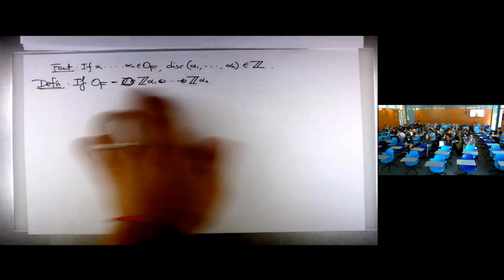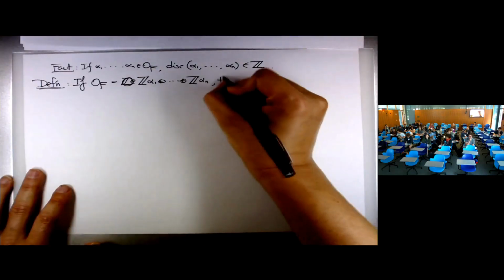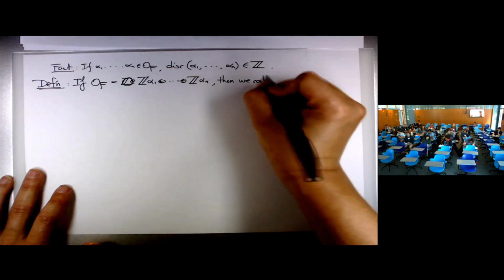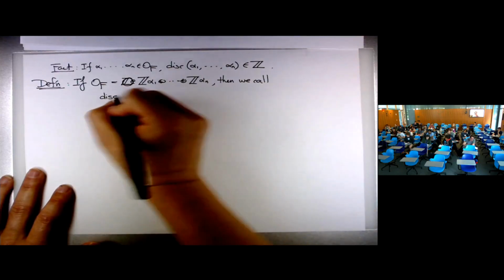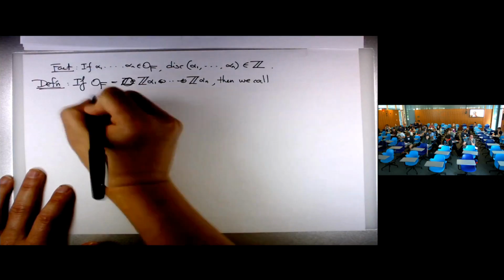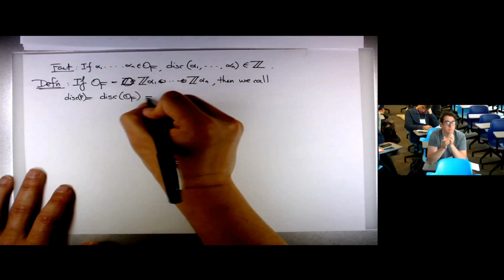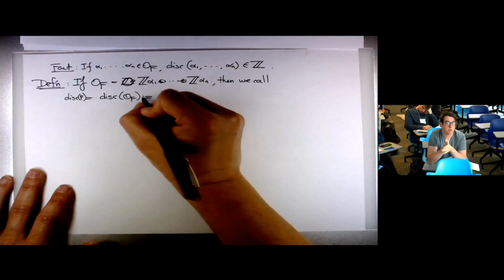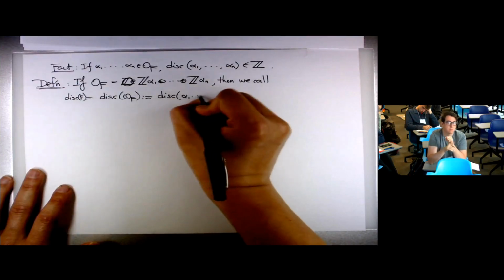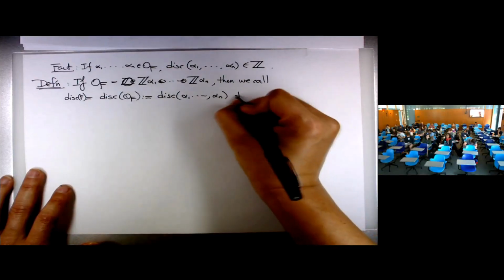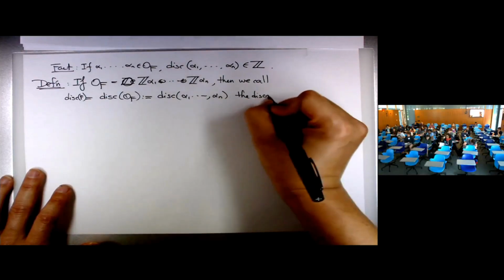Okay, so these alpha 1 through alpha n are the Z basis of OF. Now, if I do have this, then we call, I'm going to write, discriminant of OF, or sometimes you write discriminant of F. This is defined to be the discriminant of alpha 1 through alpha n as defined in the previous page.